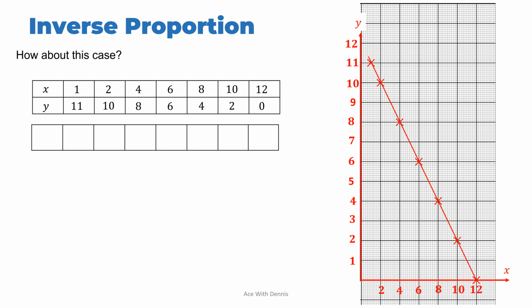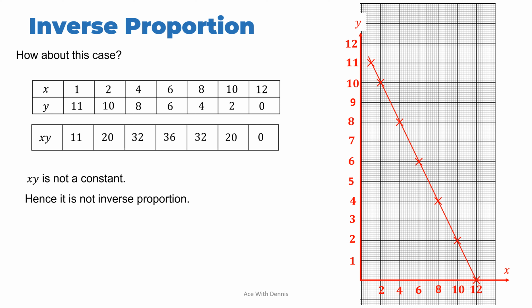So what we can do is multiply the value of x and y one by one, and we see that the values are not the same. Each pair of x and y will give us a different value. So x and y, when multiplied together, are not a constant. Hence, it is not inverse proportion.